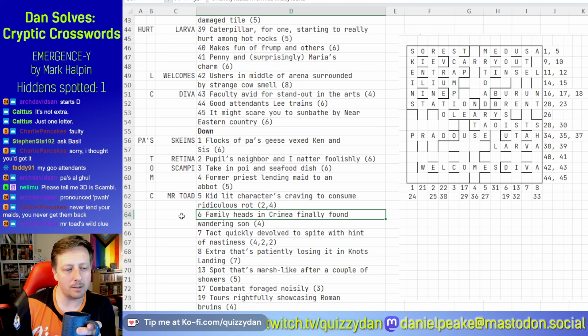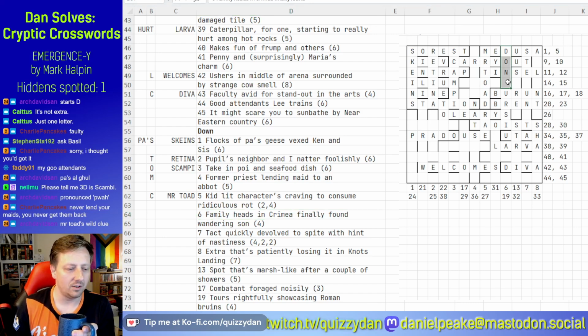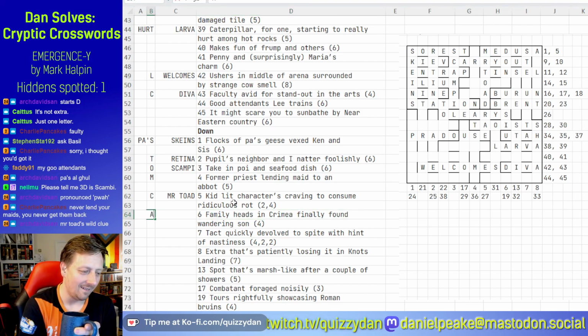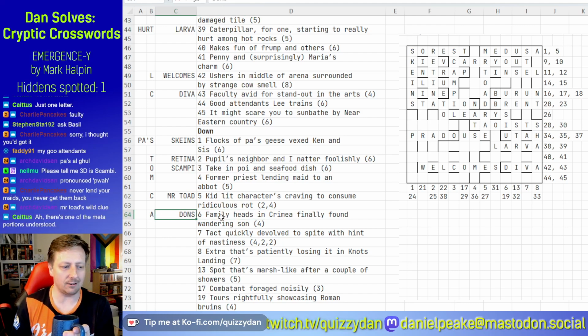Family heads in Crimea finally found wandering son. So family heads in crime, and we get dons. So finally found to be D, and then anagram of son, because it is wandering. That's quite nice.